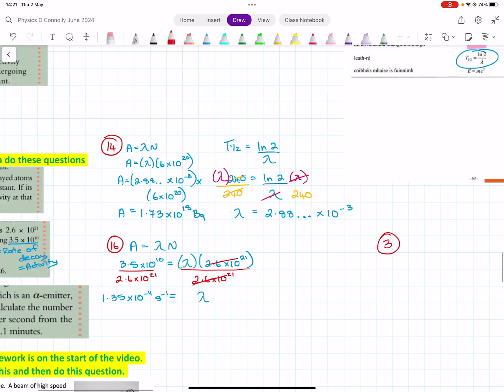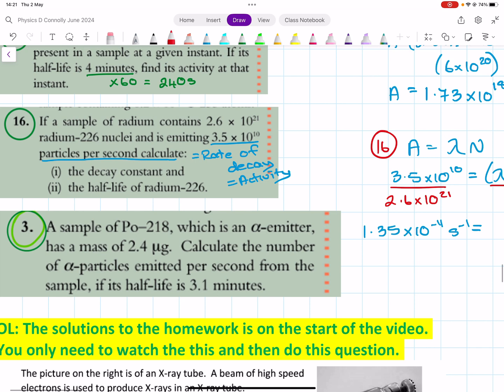Number 3. A sample of polonium-218, which is an alpha emitter, has a mass of 2.4 micrograms. Calculate the number of alpha particles emitted per second from the sample if its half-life is 3.1 minutes.